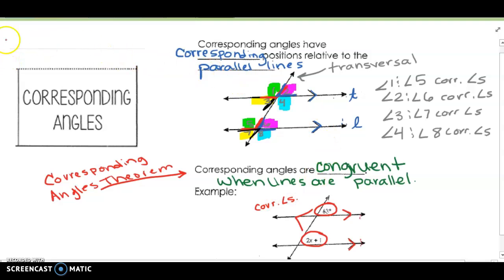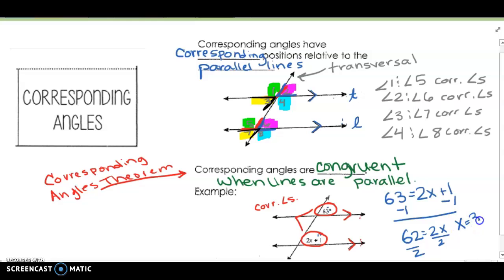Okay, now you need to ask yourself, what does it mean for two angles to be congruent? Two angles that are congruent means they have the same measure, which means they are equal when it comes to how many degrees they have. So I would write 63 equals 2x plus 1. And now it's just algebra, guys. Minus 1, so 62 equals 2x. Divide both sides by 2. I get x equals 31.